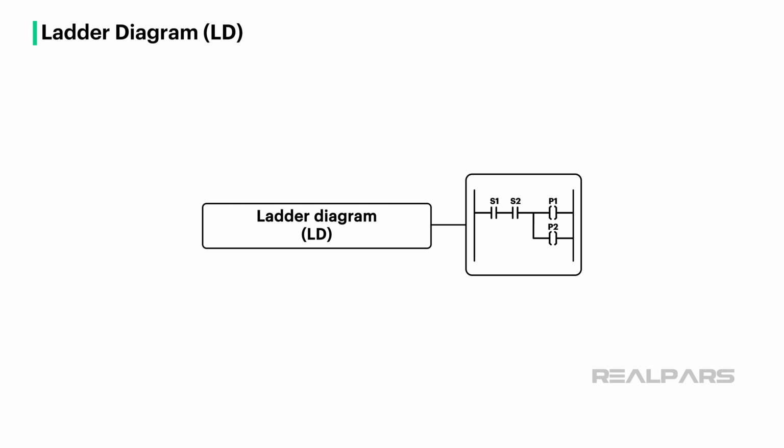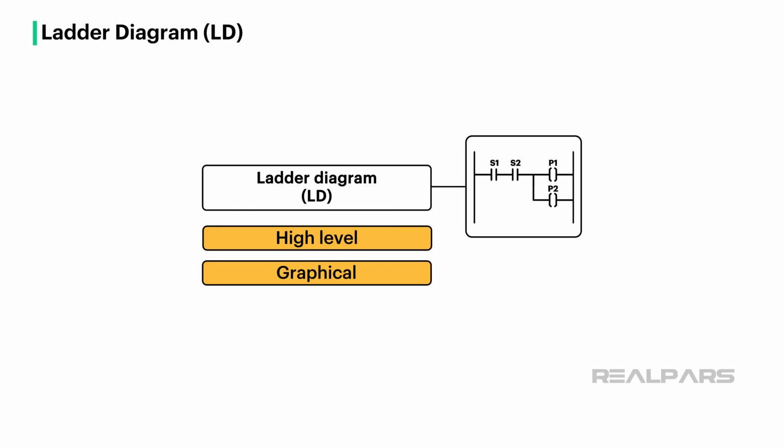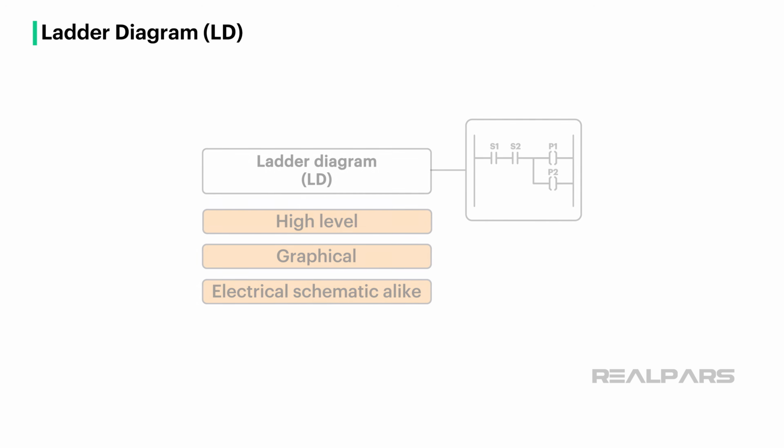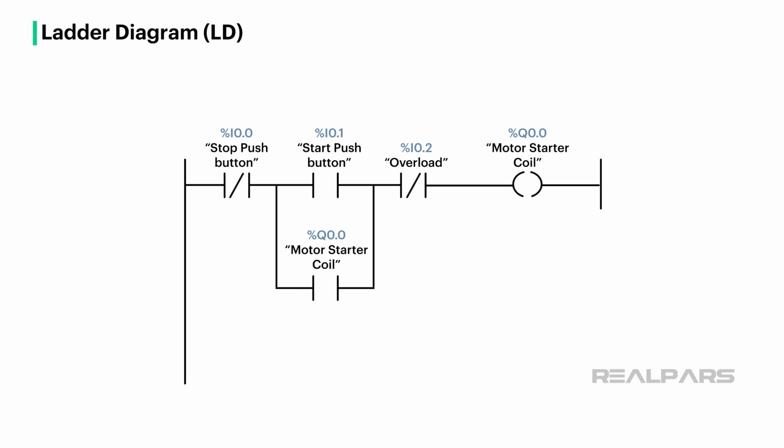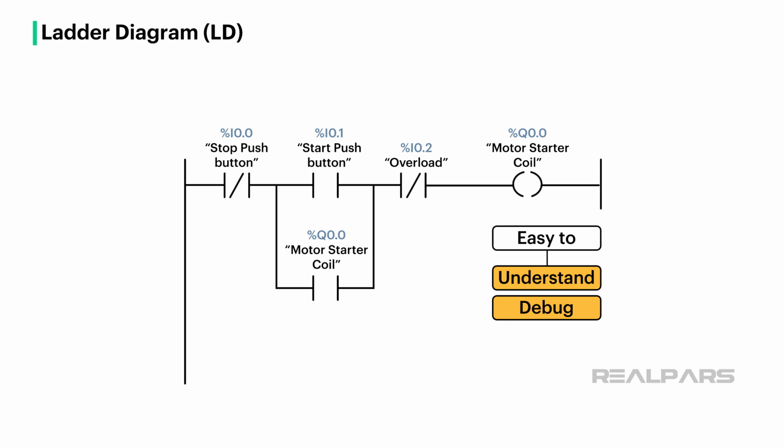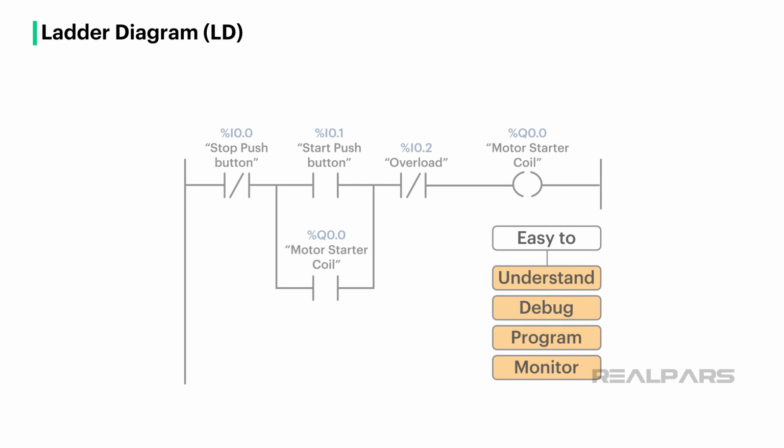Ladder diagram was designed to be easy to understand for the electrical engineers that would be using it to program automation. To make it easy to understand, ladder diagram is a high-level graphical programming language that is designed to look like electrical schematics. Because it is a visual language, it is very easy to understand and debug ladder diagram code. Ladder diagram makes it easy to program and monitor complex Boolean logic, which is exactly what it is designed for.